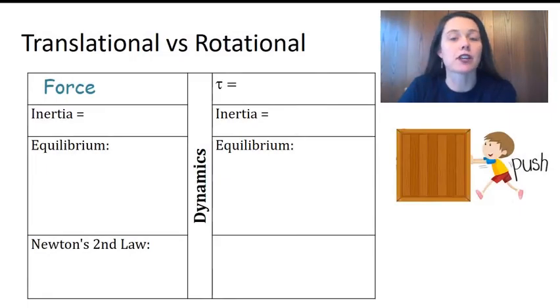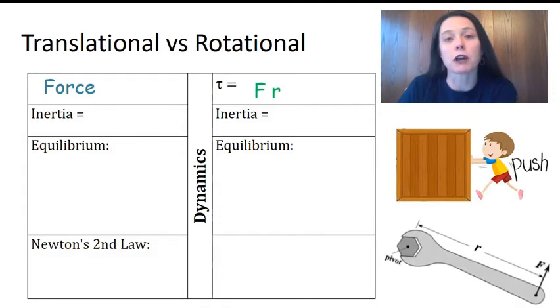After velocity and acceleration, the next topic you probably studied was force. Force is a push or a pull that has the possibility of changing something's motion. Rotationally, we talk about torque. Torque is a push or a pull that has the possibility of changing something's rotational motion. To calculate the torque on an object, we multiply the force applied by the distance that it is applied from the pivot point, or the lever arm. Torque equals Fr.